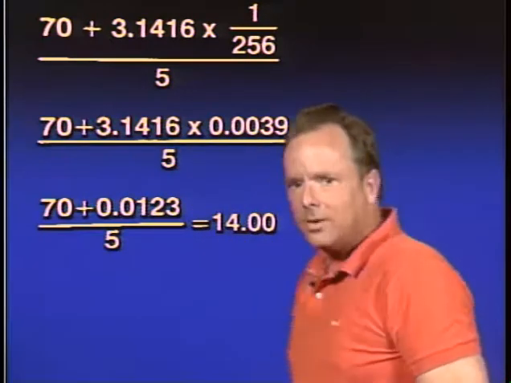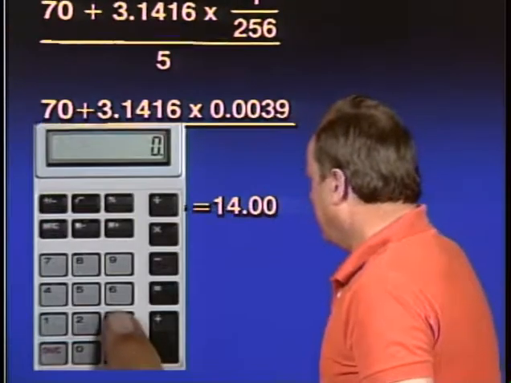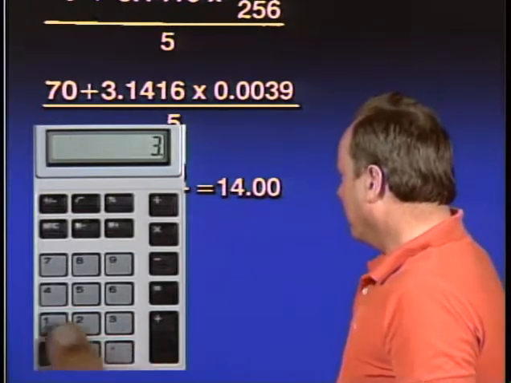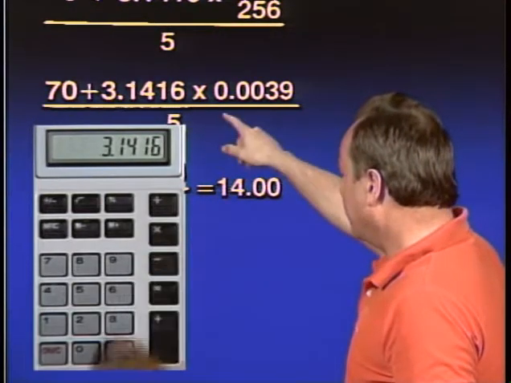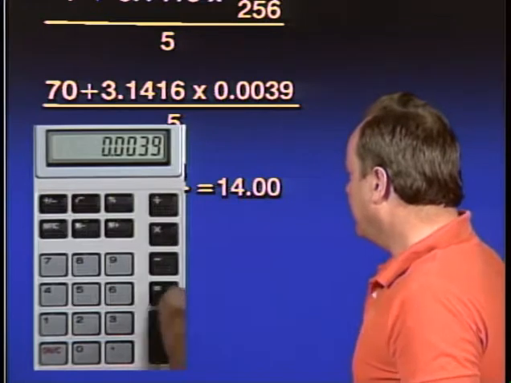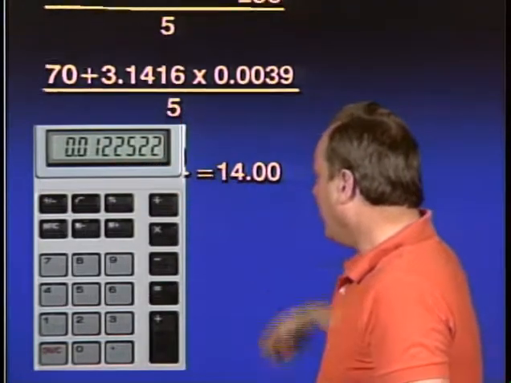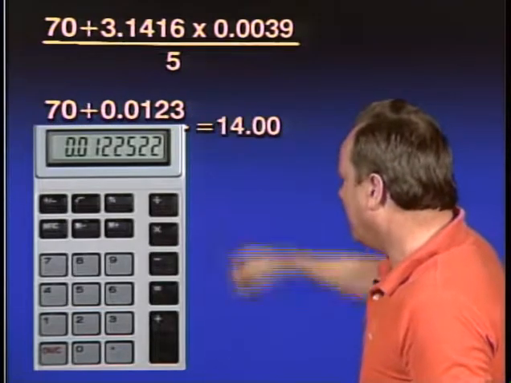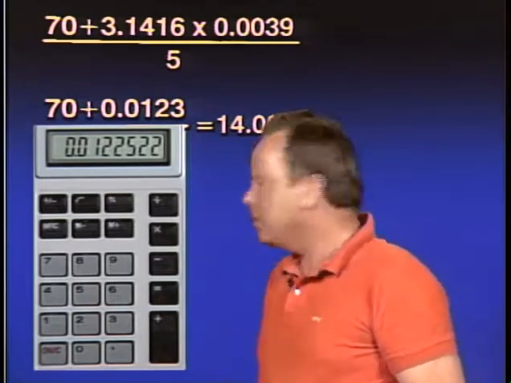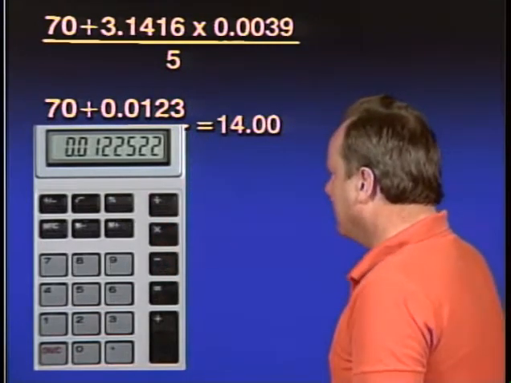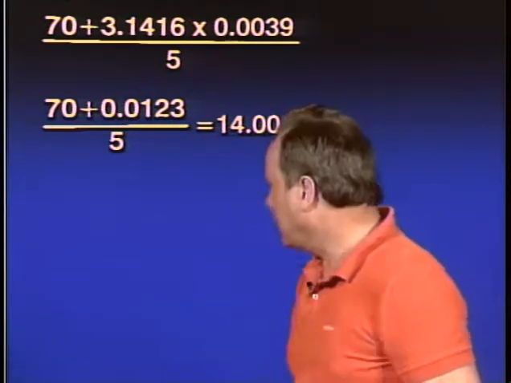So let you and I go ahead and do that. We'll do 3.1416 times 0.0039, and we get 0.01225. And all of that's divided by 5. All right, now let's take a look at it. We'll use 0.0123. We'll just use that. Now let's take the calculator away for just a second. Take a look at this again.